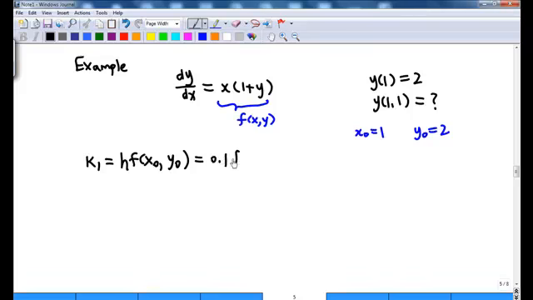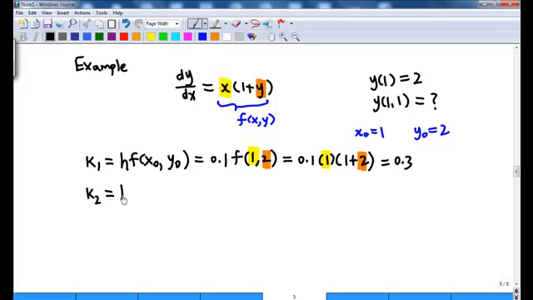and f of x0 is 1, y0 is 2. So this is equal to 0.1 times x, which is 1, y is 2. So the x here is this x here, and the y is this y here. So after calculation, we find that k1 is 0.3.